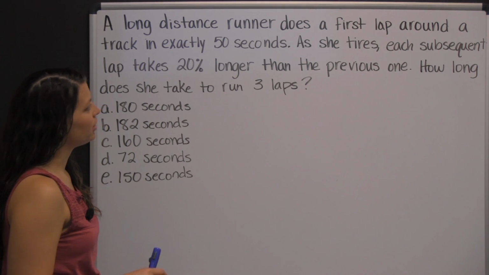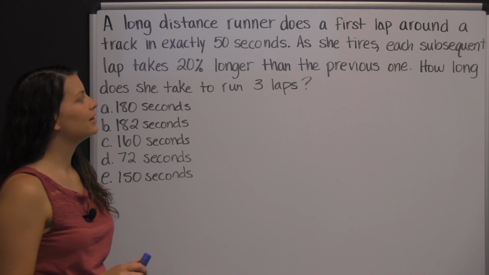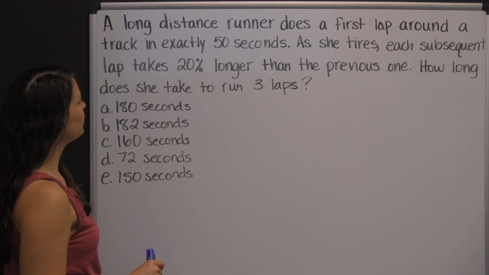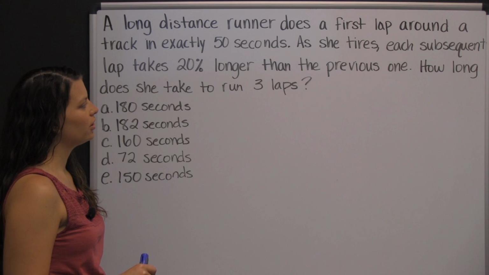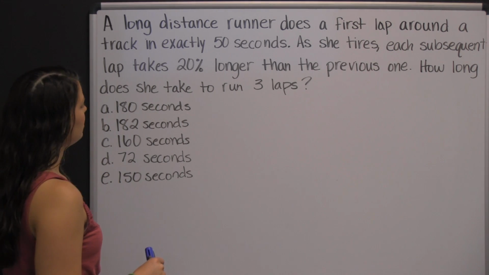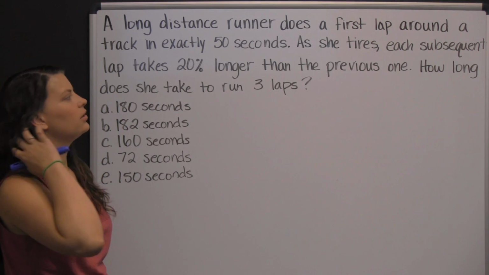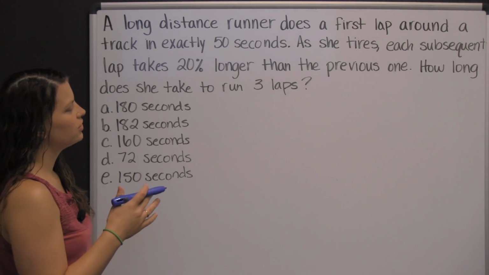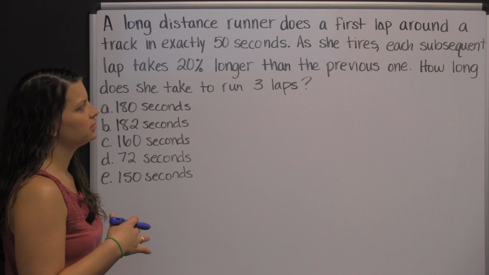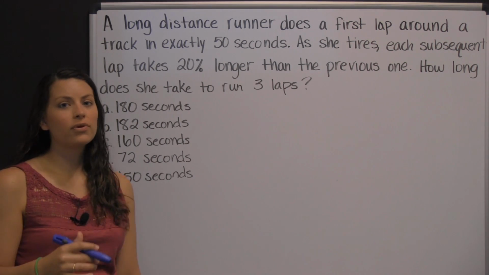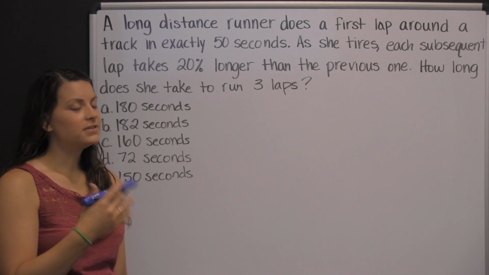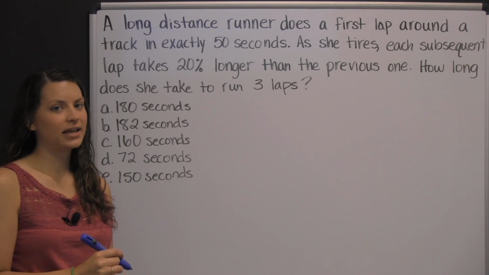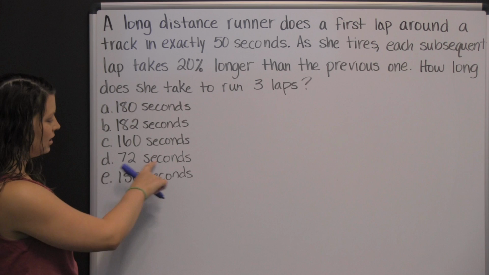A long distance runner does a first lap around a track in exactly 50 seconds. As she tires, each subsequent lap takes 20% longer than the previous one. How long does she take to run 3 laps? Well, first of all, if it takes her 50 seconds for the first one, and she's running 3, then that means 50 times 3. It's going to take her at least 150 seconds. You can already eliminate answer choice D.